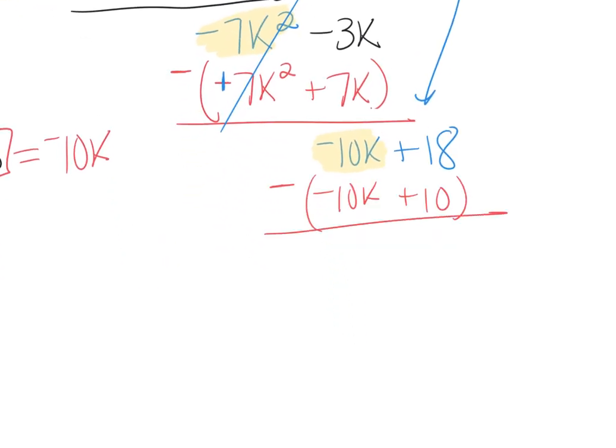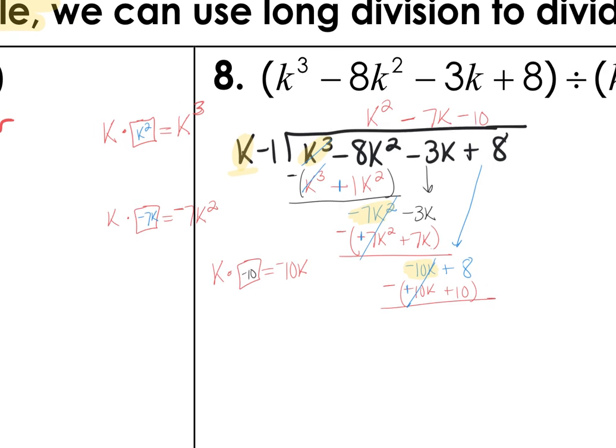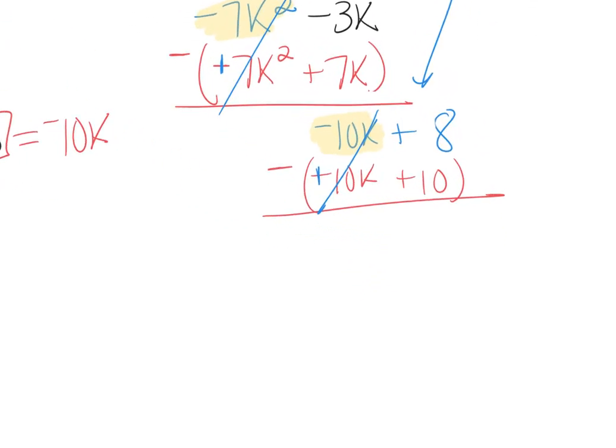Subtract with parentheses. Minus negative switches to plus. Negative 10k plus 10k. I think 18 is supposed to be an 8. Oh my God. I'm really slipping today. You're right. Thank you. Okay, so now it's 8 minus 10. That's negative 2. Is there anything else for me to bring down?